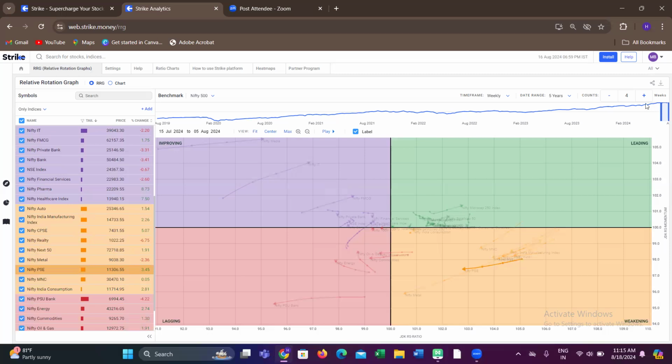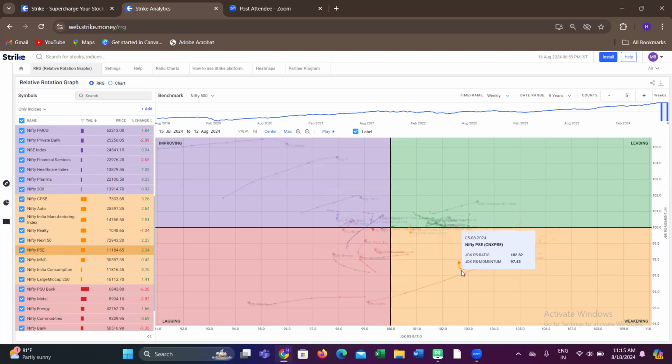Let's look at this 5 weeks, right? So look at this PSE, right? So it was headed towards lagging, but there is a slight change, right? I would not say significant change, but there is a slight change. So we need to keep a close eye. What is the reason behind this getting turned to 90-degree? And there is a possibility it may go into leading. So we have some catalyst, and we need to go back and study this, right?